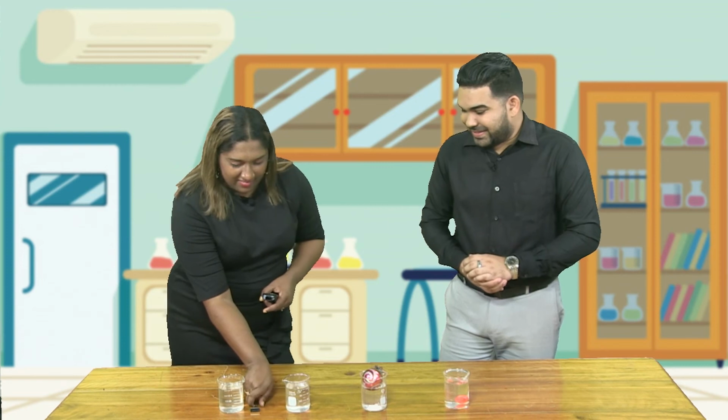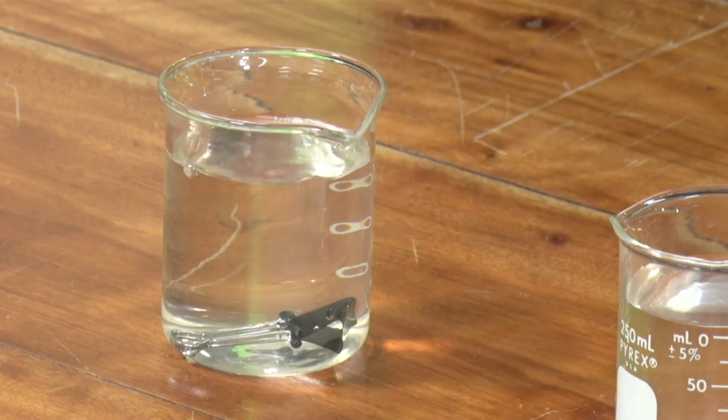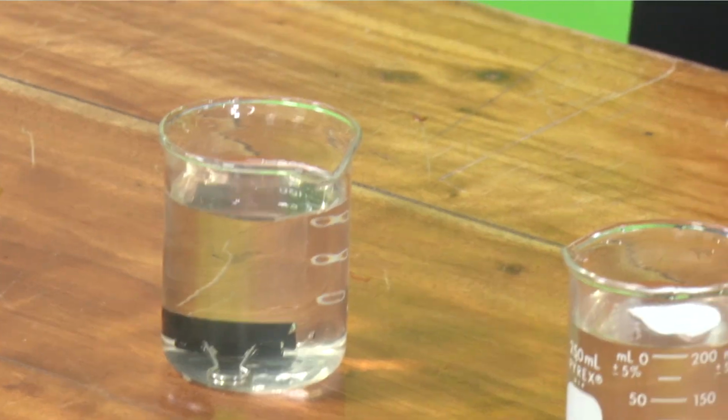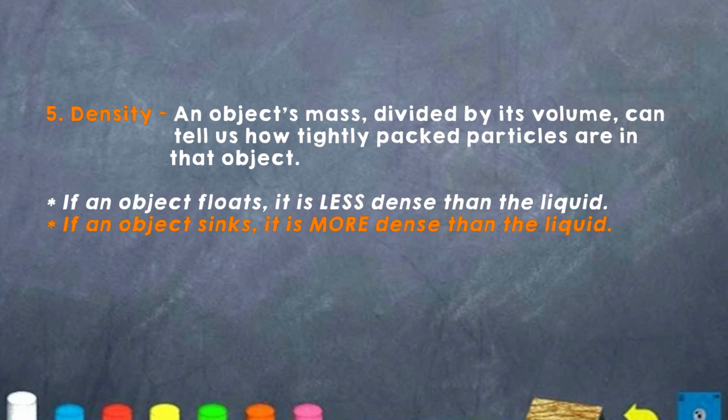All right, so the next item that we have here is a paper clip. What do you think will happen? Will it sink or will it float? Let's go right into it. And it sank as well. So, boys and girls, we're looking at sinking and floating of an object. But what are we really talking about? Here it comes back to the density of an object. If an object floats, it is less dense than the liquid. If the object sinks, it is more dense than the liquid.